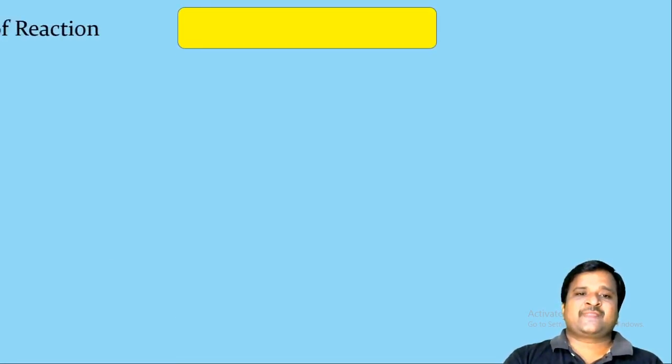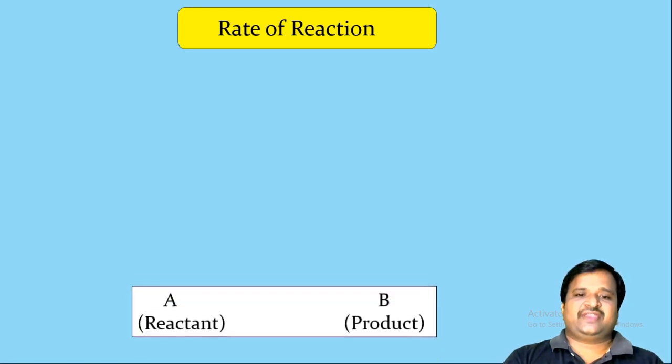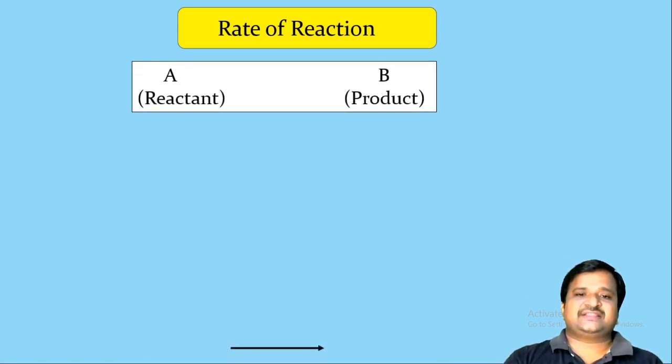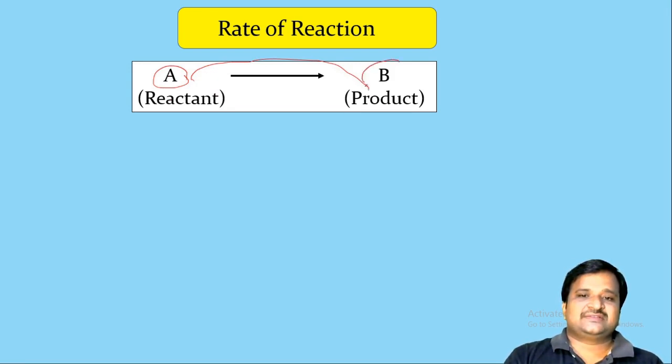So then, what is the rate of reaction? For example, if you take a general reaction, A is the reactant. Now, this reactant in the chemical reaction is converted into the product. B is the product. So in any chemical reaction, the reactants are converted into the products.